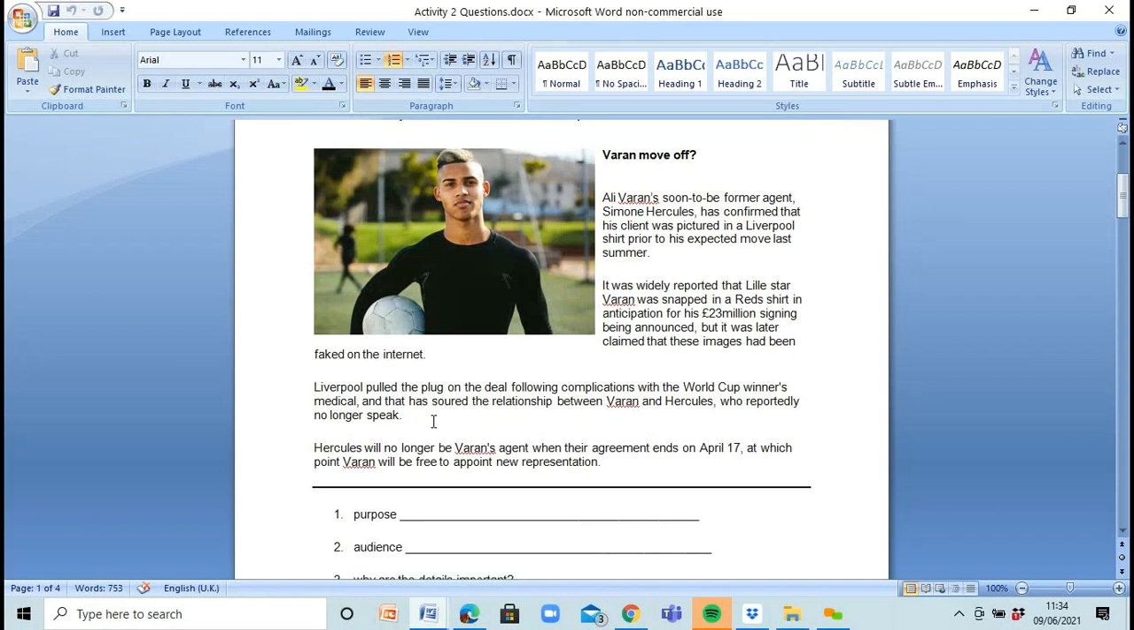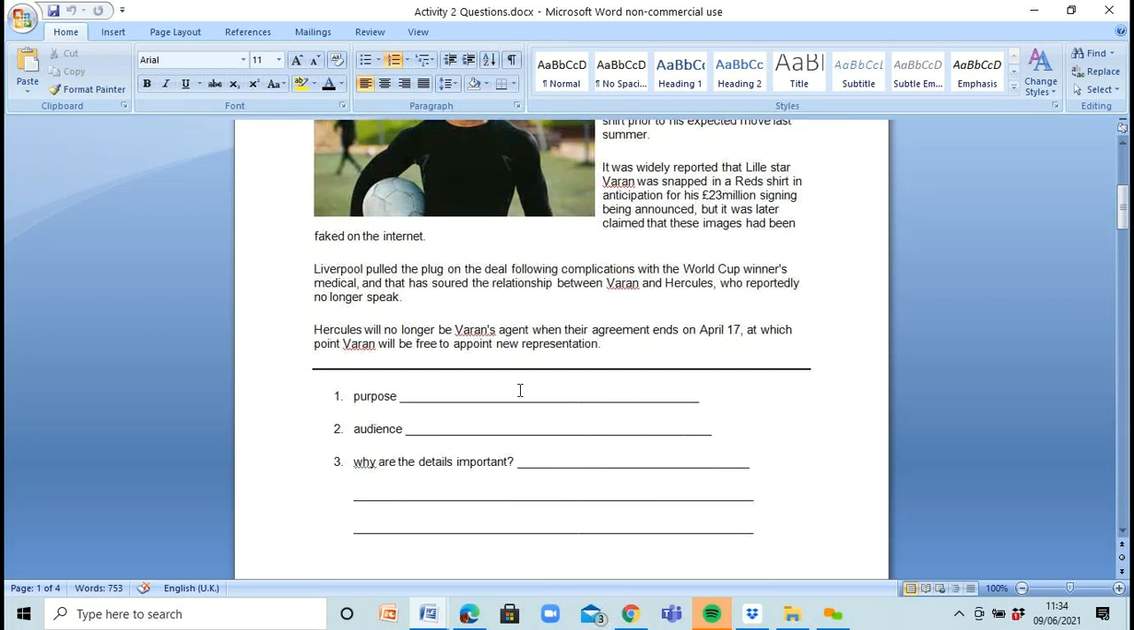It was widely reported that Lily star Varun was snapped in a Reds shirt in anticipation for his 23 million signing being announced, but it was later claimed that these images had been faked on the internet. Liverpool pulled the plug on the deal following complications with the World Cup winners' medical, and that has soured the relationship between Varun and Hercules, who reportedly no longer speak. So Hercules will no longer be Varun's agent when their agreement ends on April 17, at which point Varun will be free to appoint new representation.